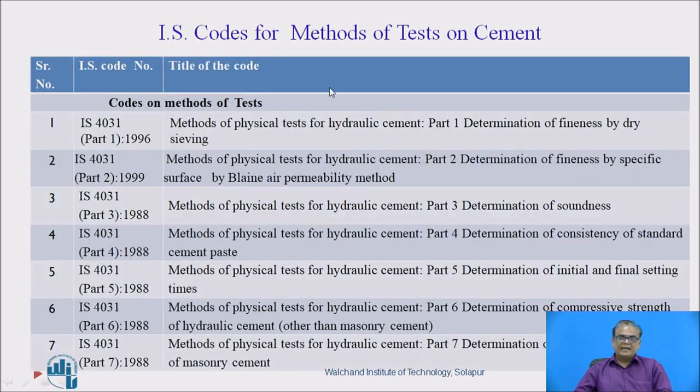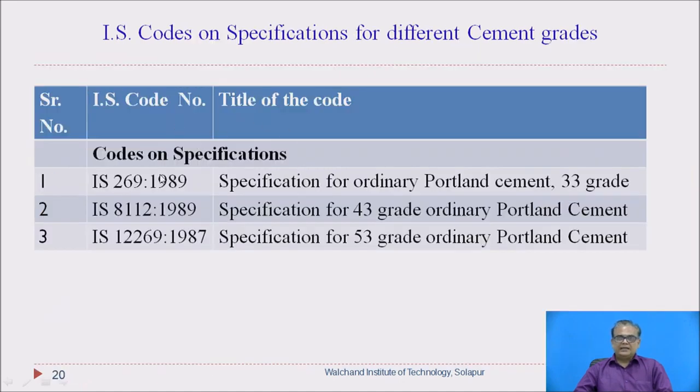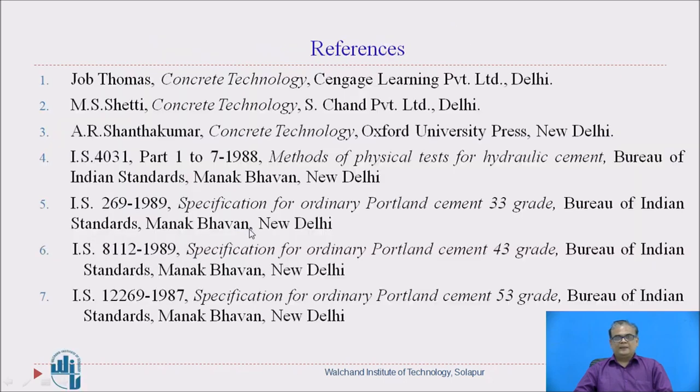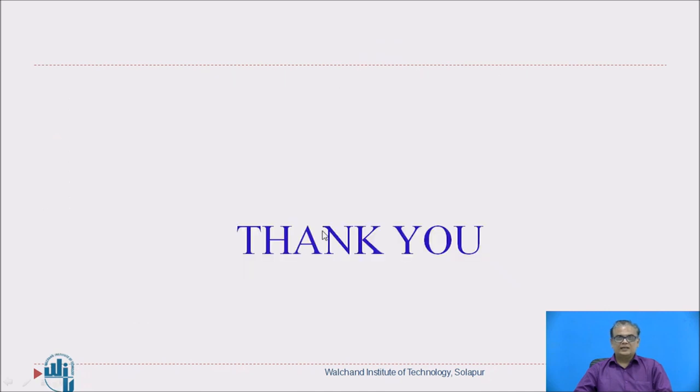Now these are the IS codes which are there for methods of tests on cement. These are generally referred to for methods of tests on cement, and these are the IS codes for specifications on cement, right? So IS 269 is there, and these codes are there. Now these are the references. Go through these references. Thank you.